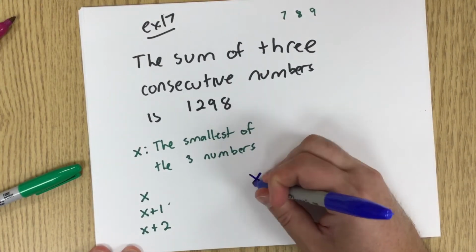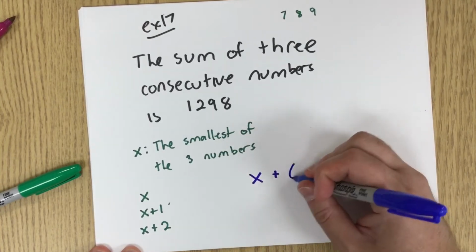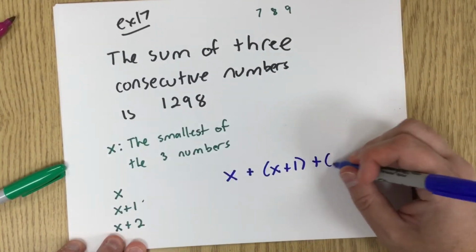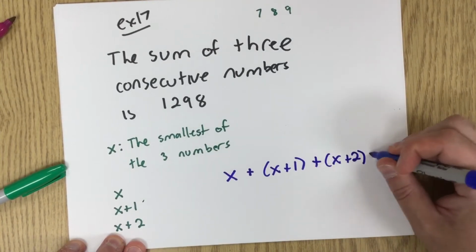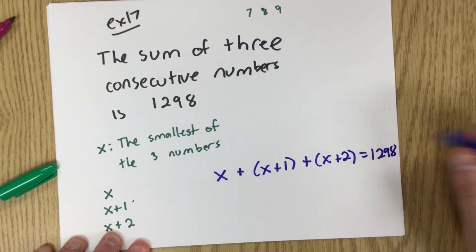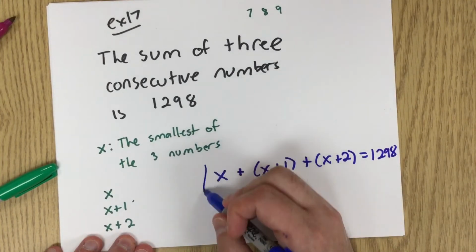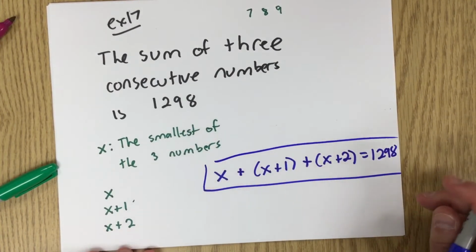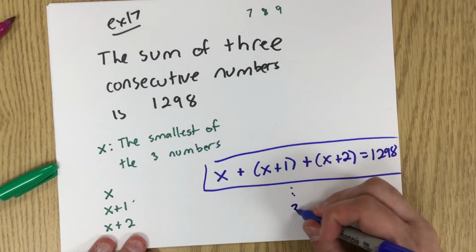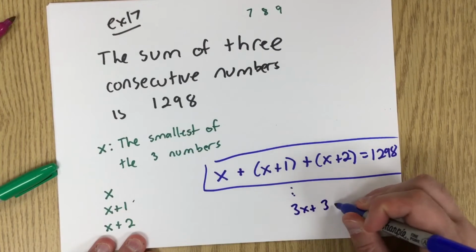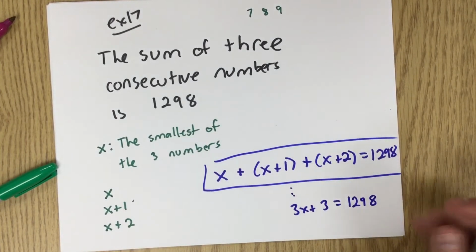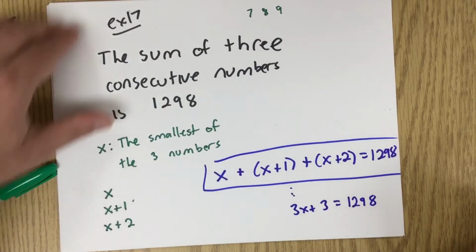So the first number plus the second number plus the third number is 1,298. And that's the question. And there's going to be some work to solve this. We're going to have to get rid of the brackets. And if you do it, you would actually end up with eventually 3x plus 3 equals 1298. But that is the equation of how you set it up.